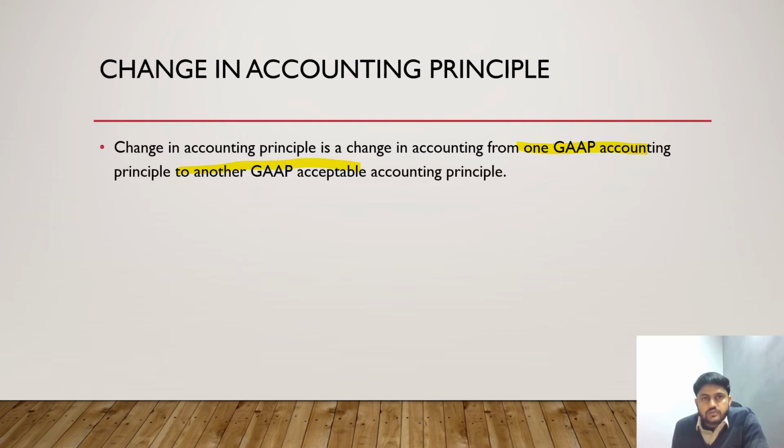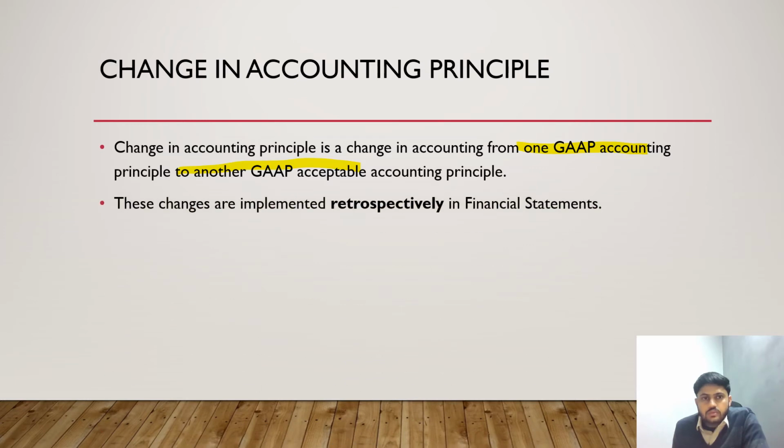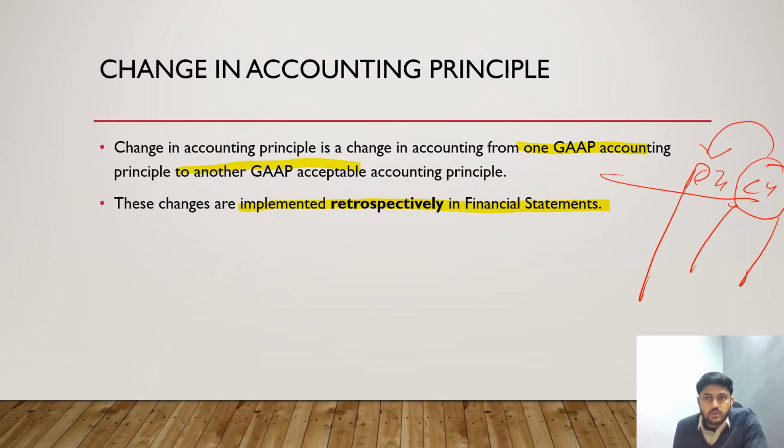And in case of a change in accounting principle, you will have to implement these changes retrospectively in financial statements. What is the meaning of retrospectively? You have to restate the prior period financial statements to show these changes. So let's say you are showing a comparative financial statement for 2 years, that is the previous year and the current year. So in the current year, if you have changed the accounting principle, you will have to implement these changes in the previous year financial statements also.